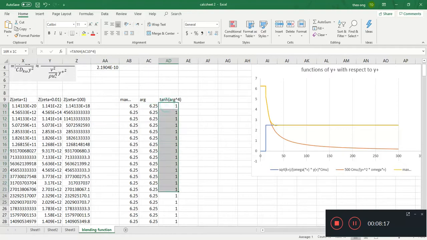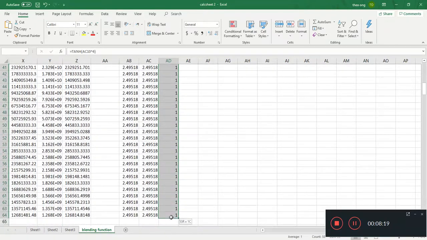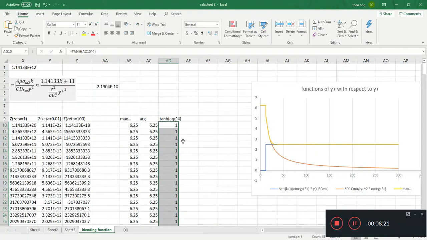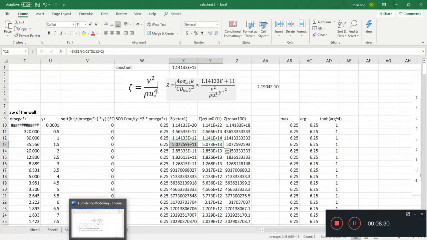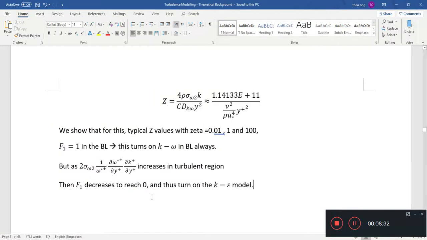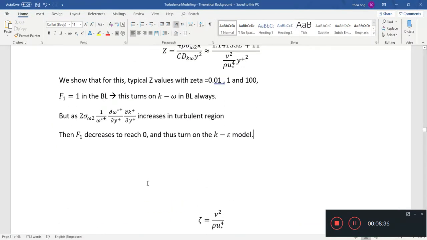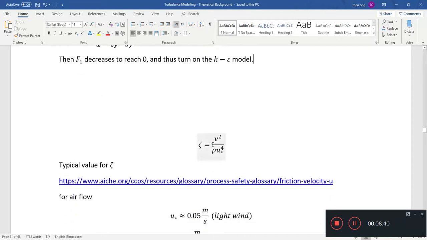Of course, the hyperbolic tangent inside this boundary layer is just 1. There's nothing exciting there, so to speak, regardless of the value of zeta. And how do we know the values of zeta are pretty typical, or in the right range? We can look at a typical zeta value.